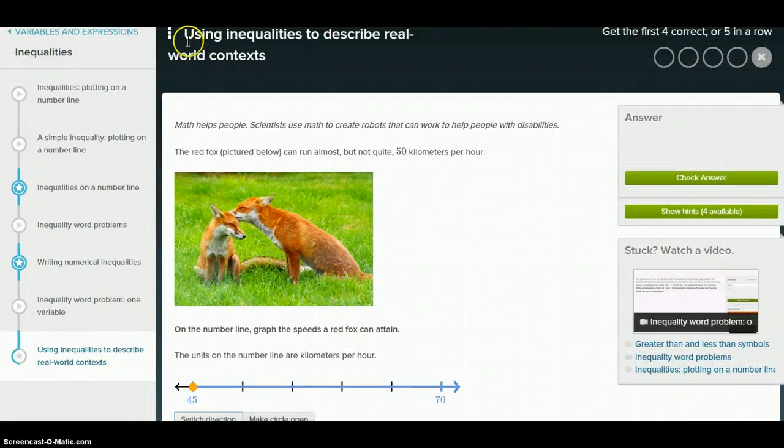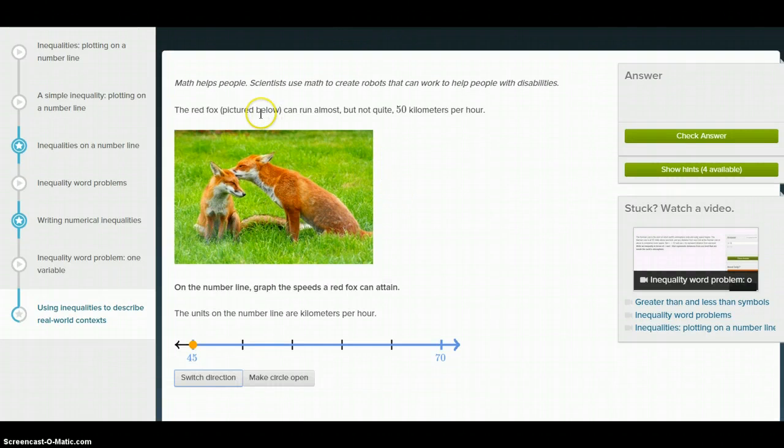So in this video we're going to go over using inequalities to describe real-world contexts. And we have this problem with a fox. It says that this fox can almost run 50 kilometers an hour. So we're going to drag this thing over here to 50, and we're going to make this circle open because it's not going to include this 50. And we're also going to switch the direction here because we see that it runs less than 50, so it's going to be on the other side.